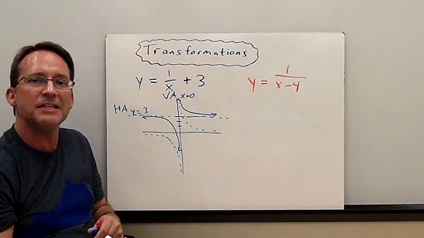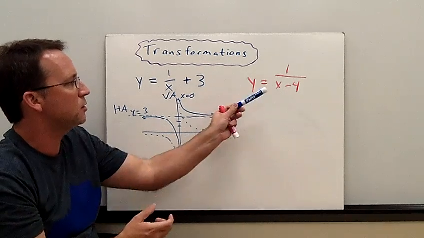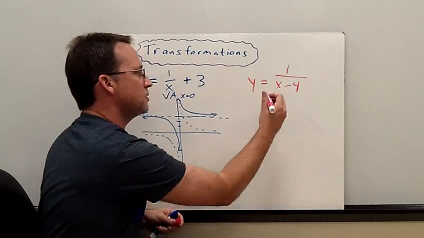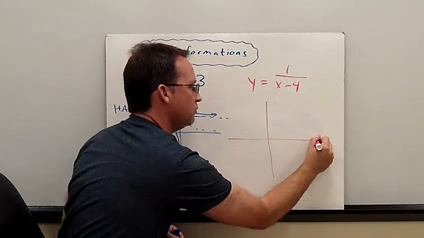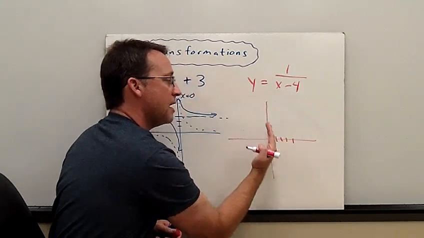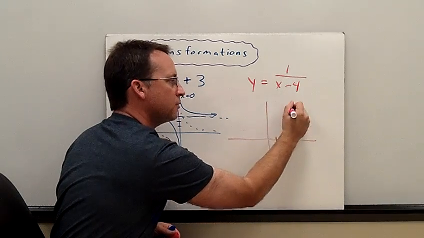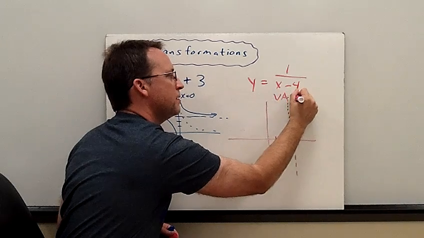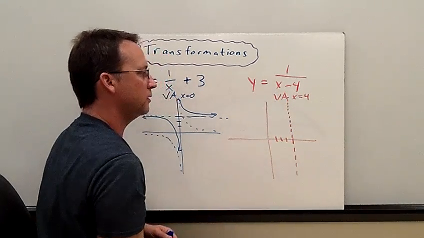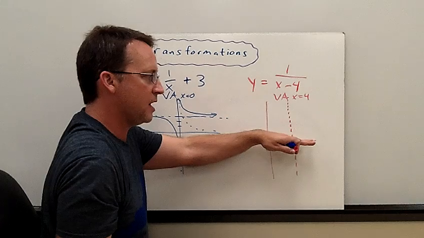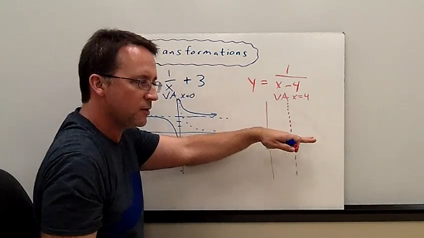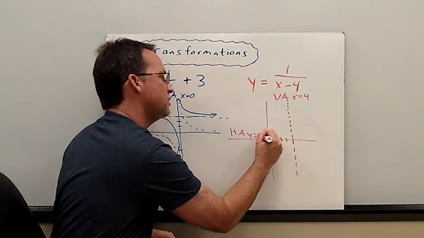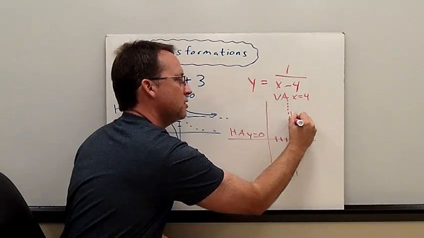If that minus 4 is inside of our rational function, like it is over here in the pink one, that minus 4 is going to move our graph to the right. So move to the right 4. Now that vertical asymptote will slide to the right as well. Vertical asymptote will be at x equals 4. Horizontal asymptote, if you slide a horizontal line to the right, it's still the same horizontal line. So a horizontal asymptote remains y equals 0. In this case, sketch in your graph.